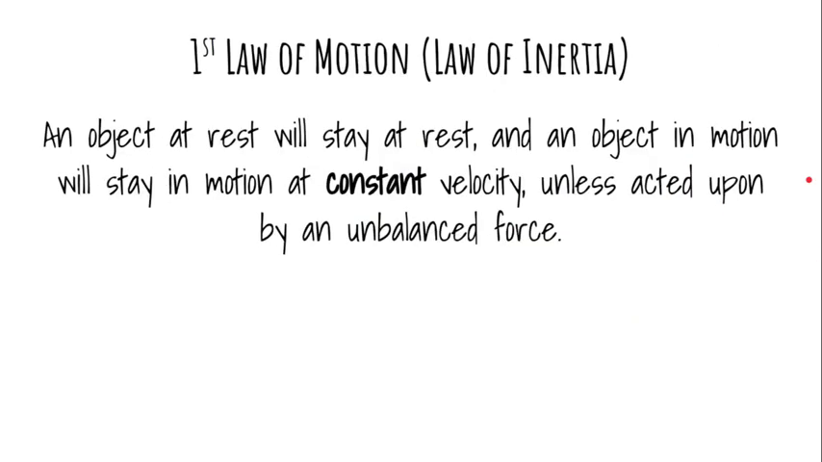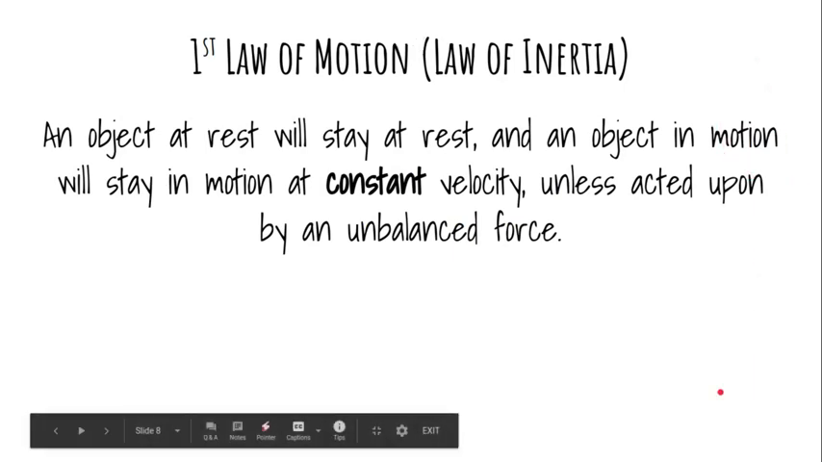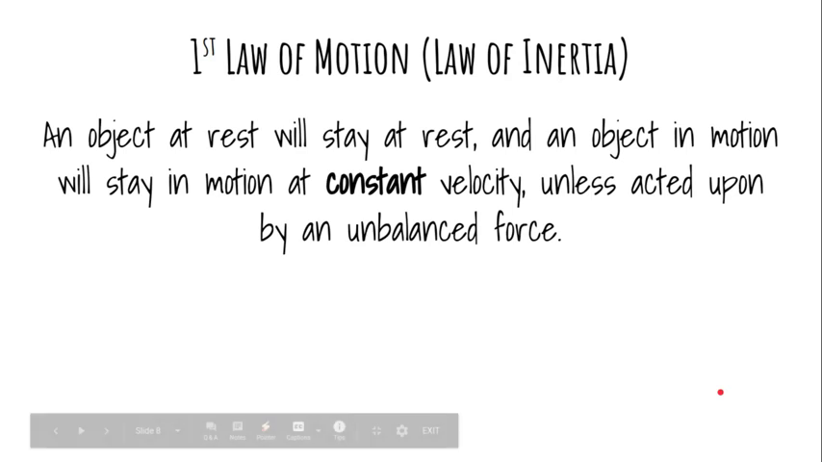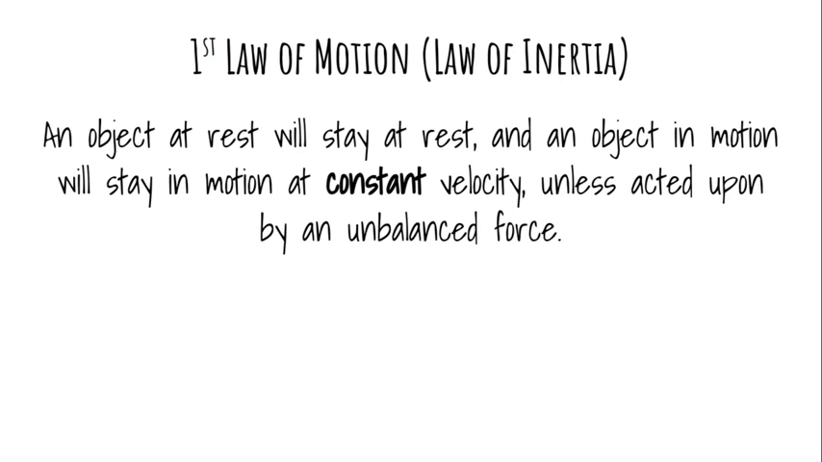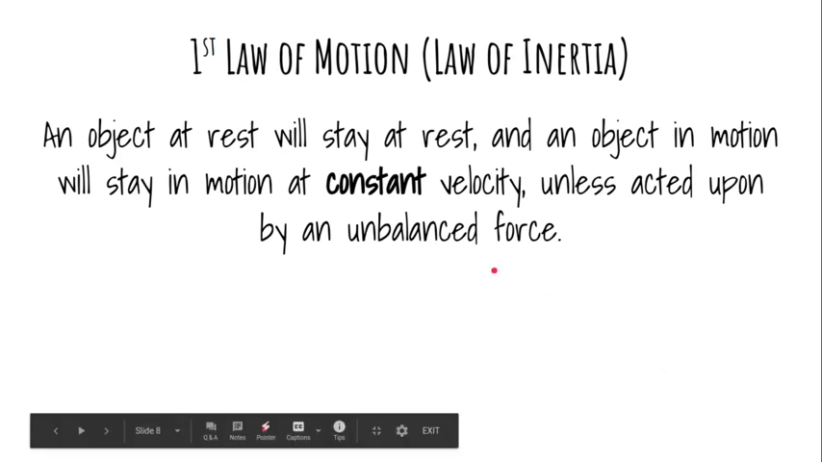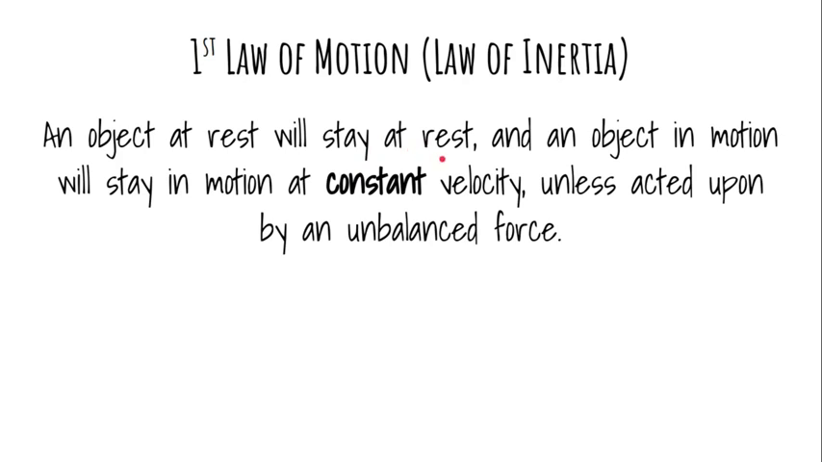Okay, so here we are with our first law. Basically, it says an object at rest will stay at rest, and an object in motion will stay in motion at a constant velocity unless acted upon by an unbalanced force. So basically what that means is if we have a box, it's going to stay still. Or let's say we had a car and it was moving. It's going to stay moving at the same speed. Velocity is just a fancy word for speed, unless acted upon by an unbalanced force.